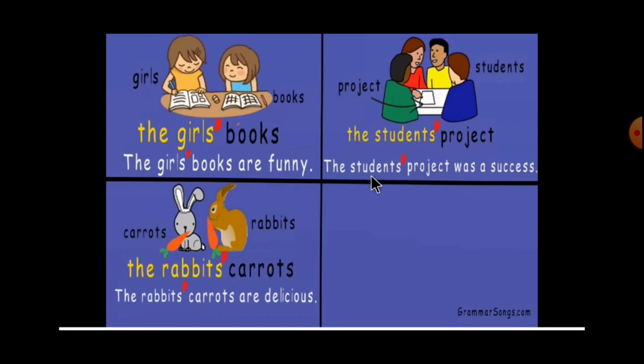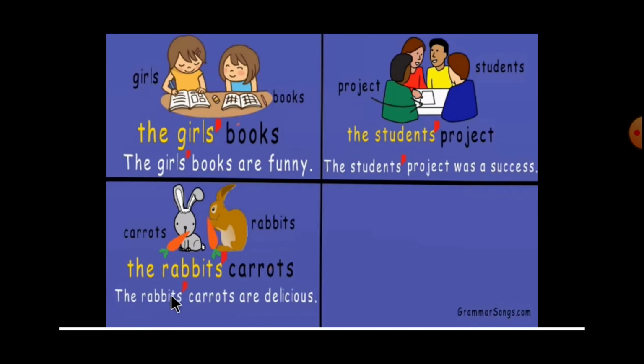The student's word is in plural form and then we have to put, we can say, the sign of apostrophe over here. Yes, one more, we can say there are a few carrots and rabbits, both are eating the carrots. So let's start it. The rabbits carrots are delicious.